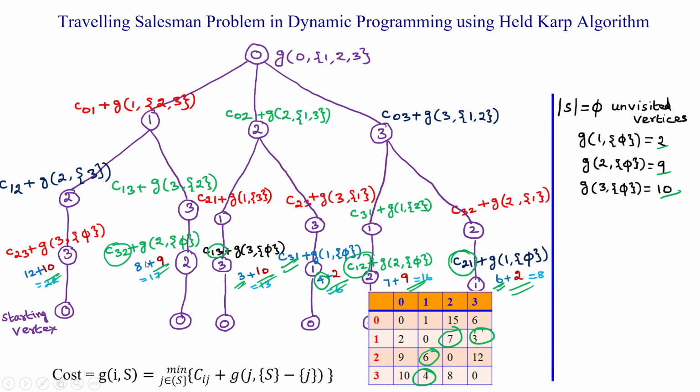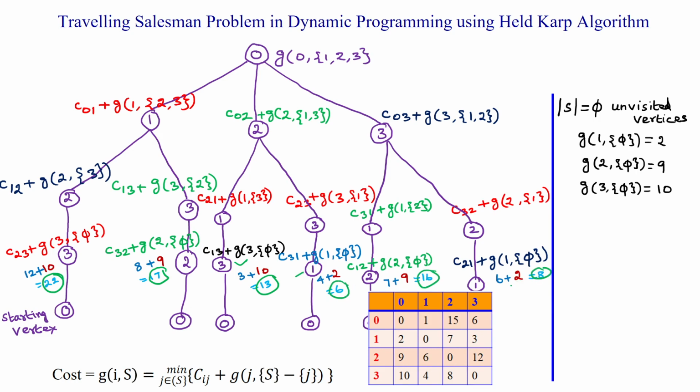Then C32 is 8, that is given here. Like that, C23 is 12. After that, we apply the arithmetic calculation. You will get 22 here. For the second node, you are getting 17. For this path 13, and for this path you are getting 6, here 16 and 8.